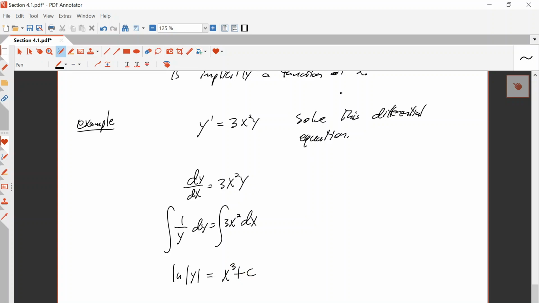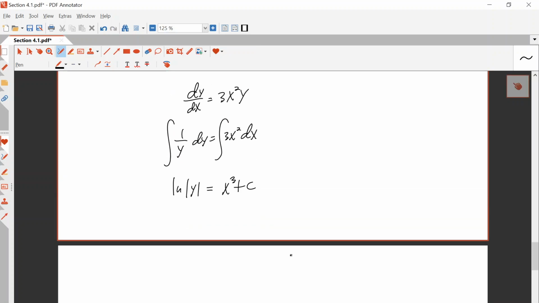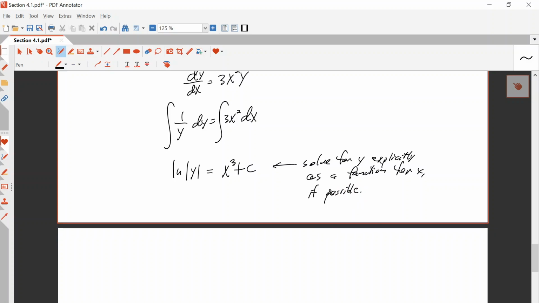The sum of two arbitrary constants is an arbitrary constant. All right, but I would like to solve for y explicitly if I can, for x, if possible. So that's an implicit solution. Let's see if we can find an explicit solution.